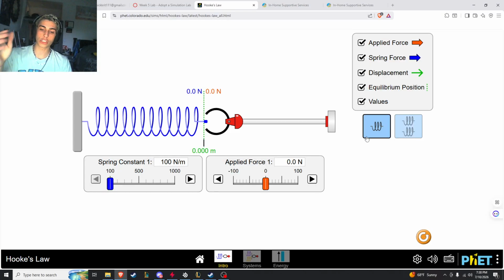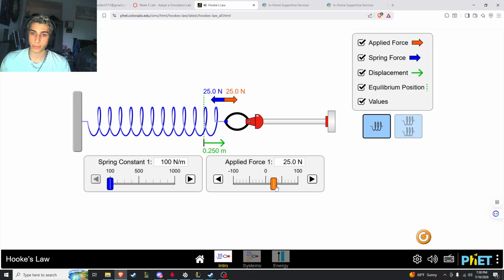Hello, I'm going to be doing Hooke's law today. Hooke's law is just saying that the applied force onto a spring is directly proportional to the pull or push onto that spring. We have a bunch of buttons here on the right: applied force, spring force, displacement, equilibrium position, and values.